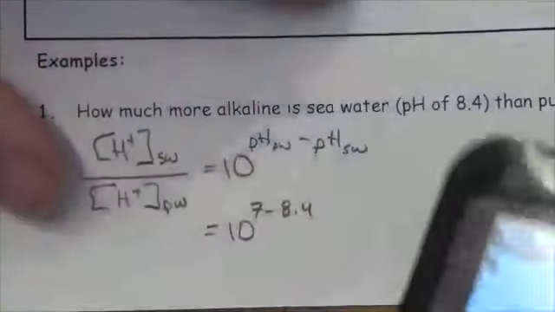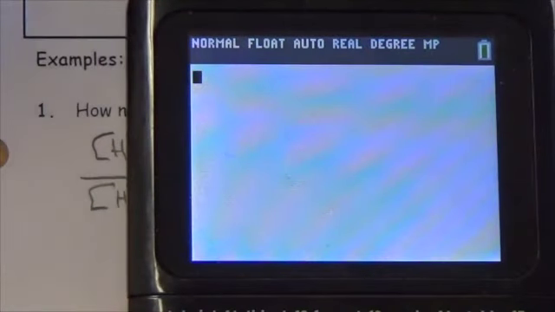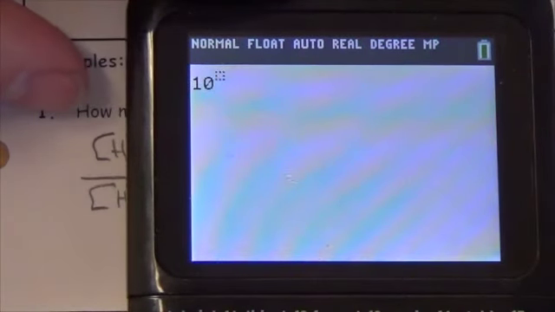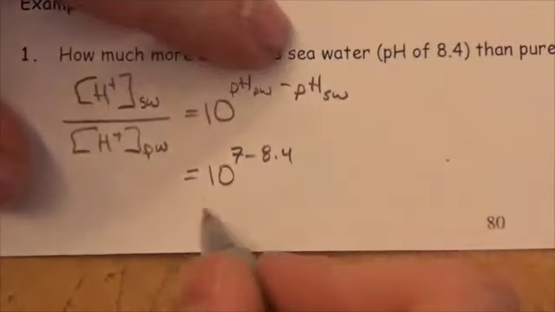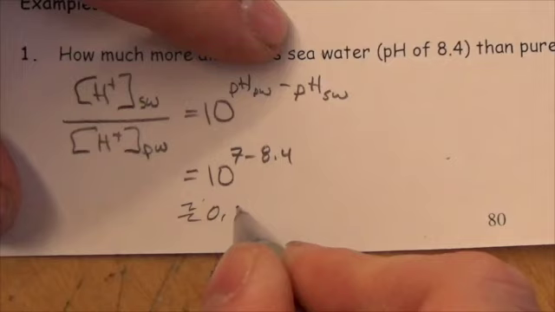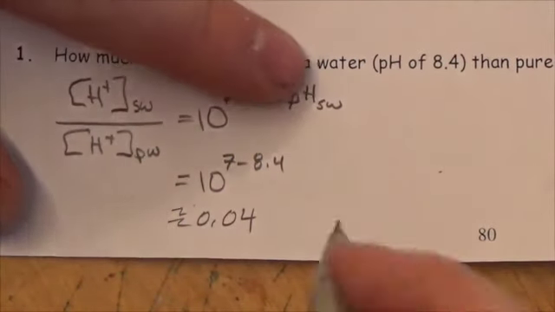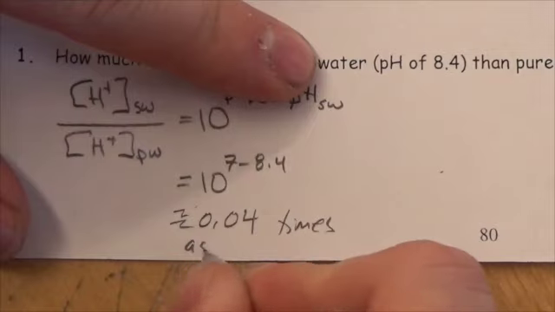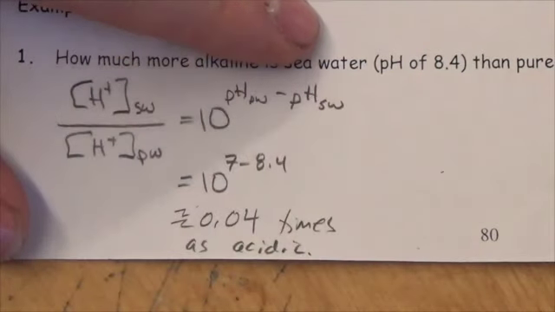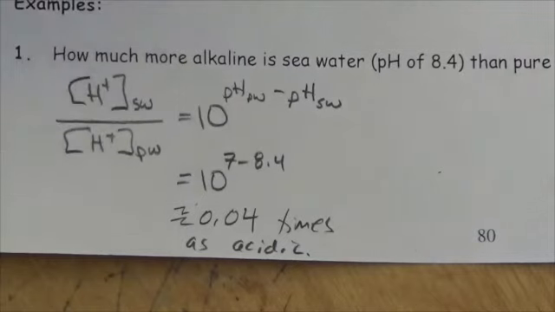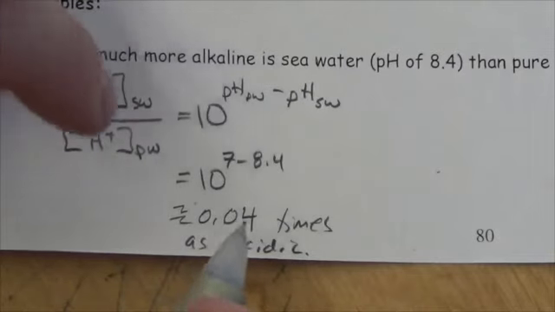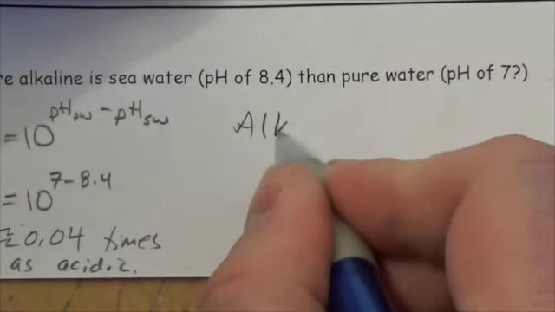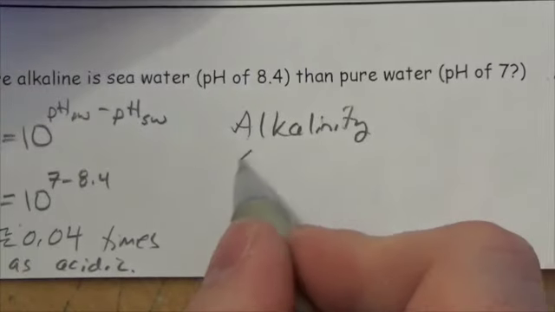I'm going to go to my calculator here, and I'm going to get 10 to the exponent of 7 minus 8.4. And I get this ratio right here. So this is approximately 0.04. But this is times as acidic, which makes perfect sense because seawater isn't really more acidic. So it's some fractional value if you're comparing acidity. Now, to get alkalinity, if you're going to compare alkalinity, reciprocate.